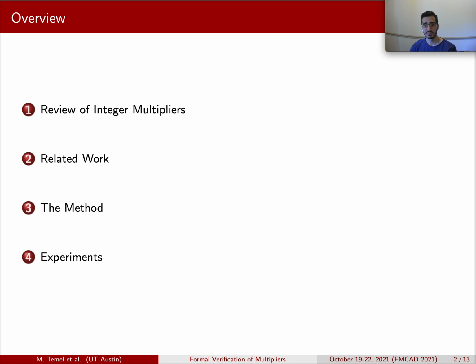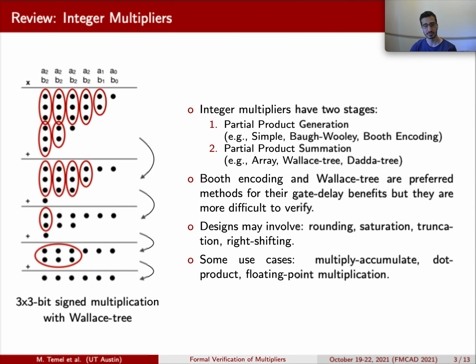First, I will quickly review the integer multiplier architectures and how they might be used in other designs to understand the verification problem. Then I will review related work on multiplier verification. And in the third part of the presentation, I will describe the method proposed by this work. I will give the highlights of the term rewriting algorithm with a simple example. Finally, I will show experiment results comparing the performance of this method to the other state-of-the-art tools.